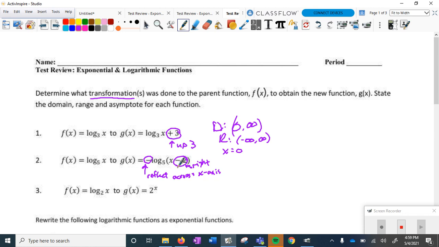Now, if the vertical asymptote is at x equals 0 and I shift it to the right 2, now the vertical asymptote is at x equals 2. So my domain will go from 2 to infinity. My range will still be from negative infinity to positive infinity, and my asymptote will now be at x equals positive 2.